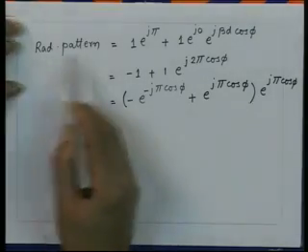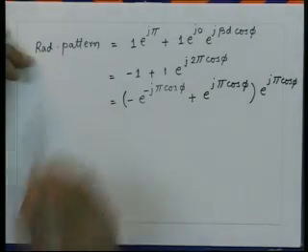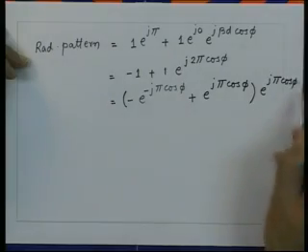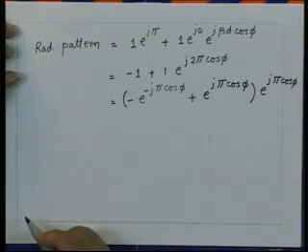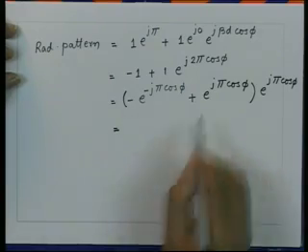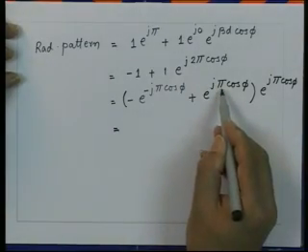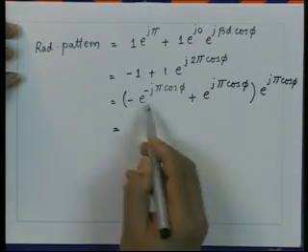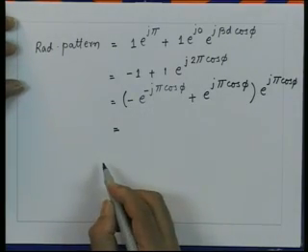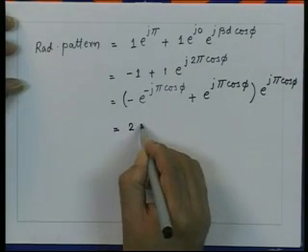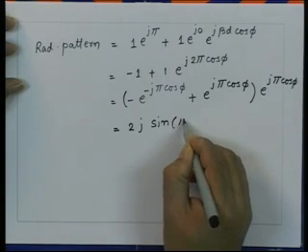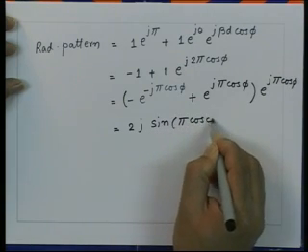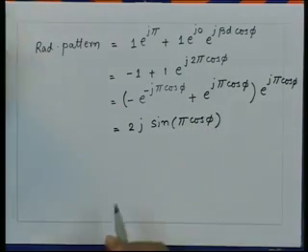Now, since for the radiation pattern we are interested only in the amplitude variation, this term does not matter. So, essentially we get the radiation pattern which will be e to the power j pi cos phi minus e to the power minus j pi cos phi, that will be equal to 2 times j sine of pi cos phi.